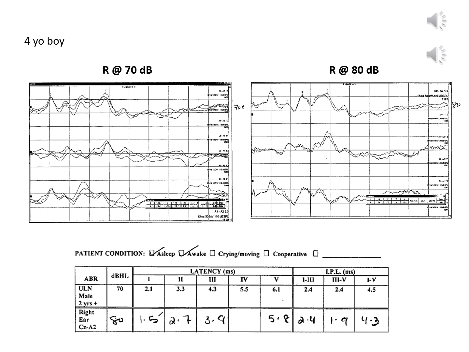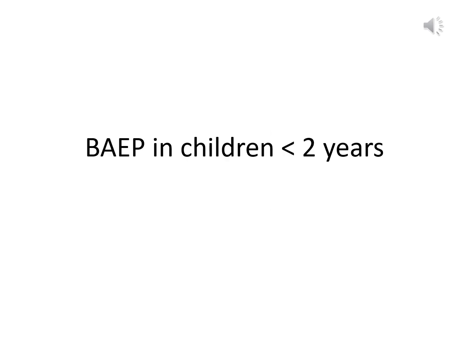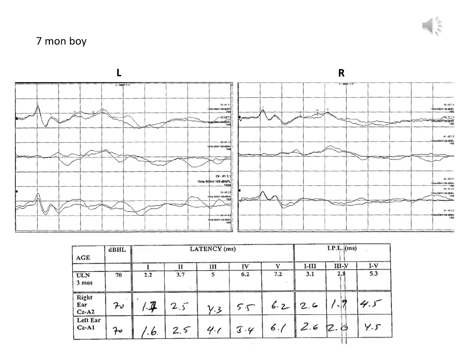We're now going to look at some examples of brainstem auditory evoked potentials in children less than 2 years of age. So recall that the wave 1 reaches maturity at about 6 months, and the wave 5 reaches maturity at about 2 years of age. This is a brainstem auditory evoked potential in a 7-month-old boy. And so immediately you'll notice that the wave 1 is very well formed and clear in both ears, and that's because the wave 1 is mature at this age.